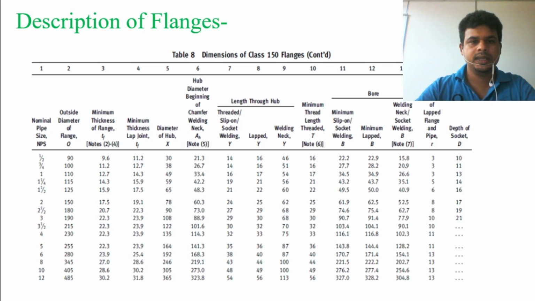So let's see, you see here the table 8. This is table 8 for the class 150 flanges. From here you can see the nominal pipe size. This is the pipe size, and this is the flange size. Then thickness, minimum thickness, lap joint, diameter of hub. All these details you can see in the previous picture, and you can refer from here to see what the dimension is.